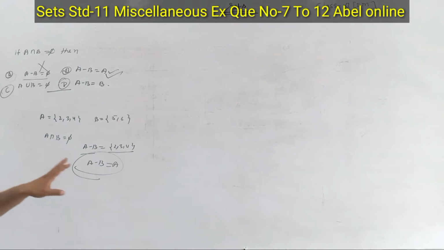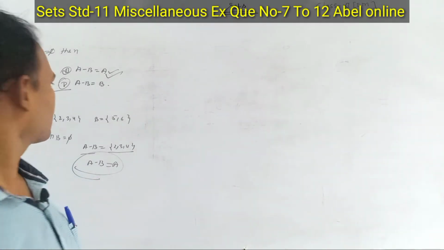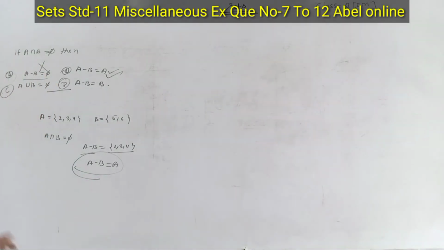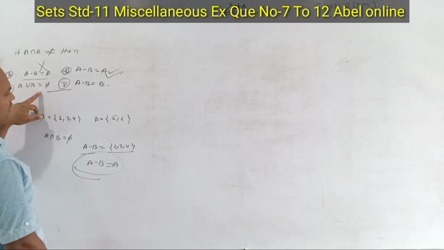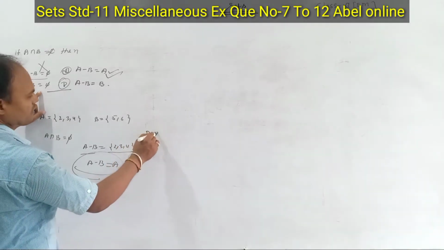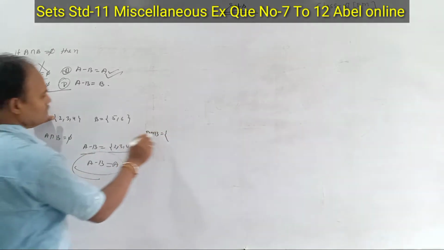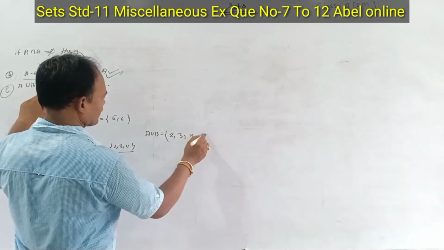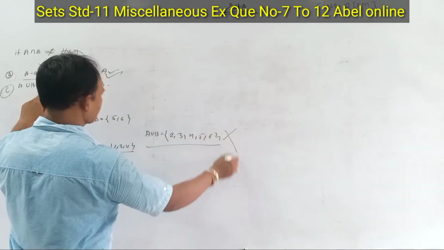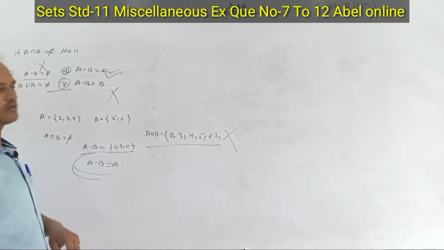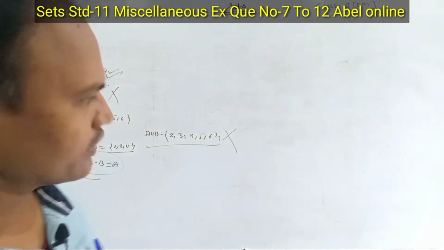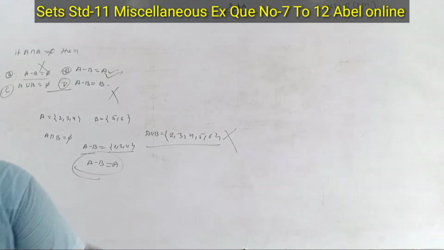Okay, now we are on the next option. Is it possible that A minus B equal B, or A union B equal phi? A union B is not equal to phi. When we find A union B, it is {2, 3, 4, 5, 6}, so it is not a correct answer. A minus B equal B is not possible. So the answer is option C.